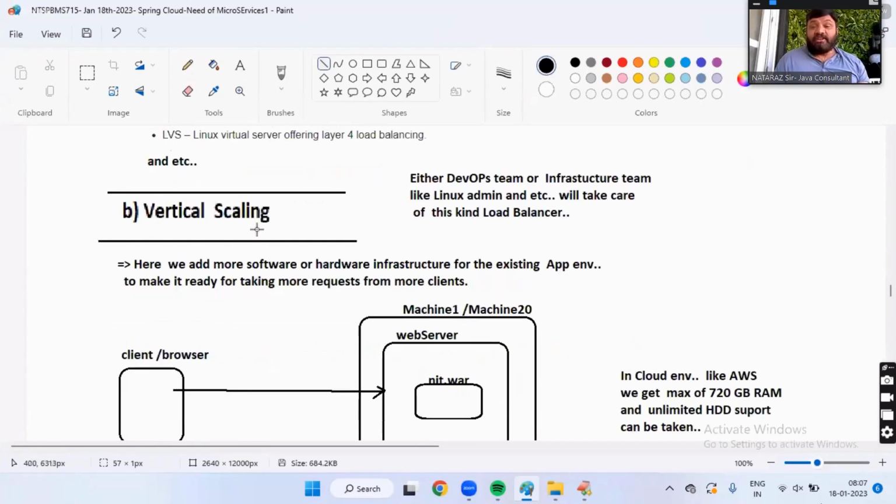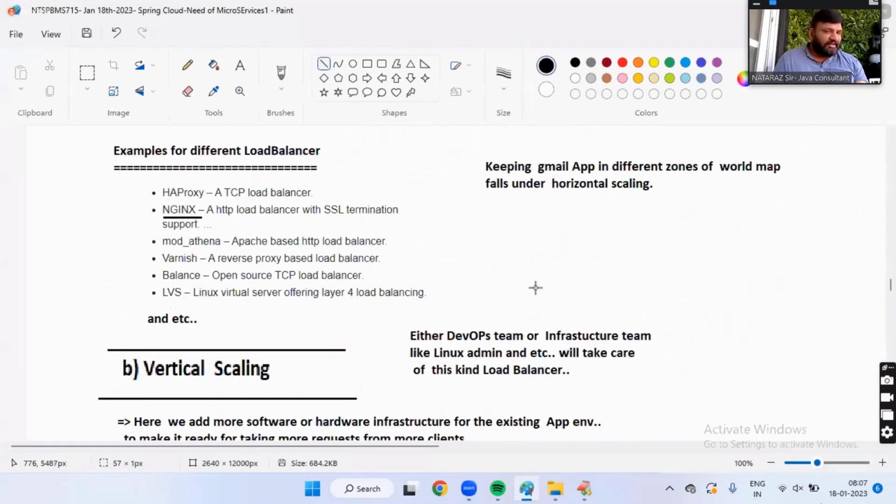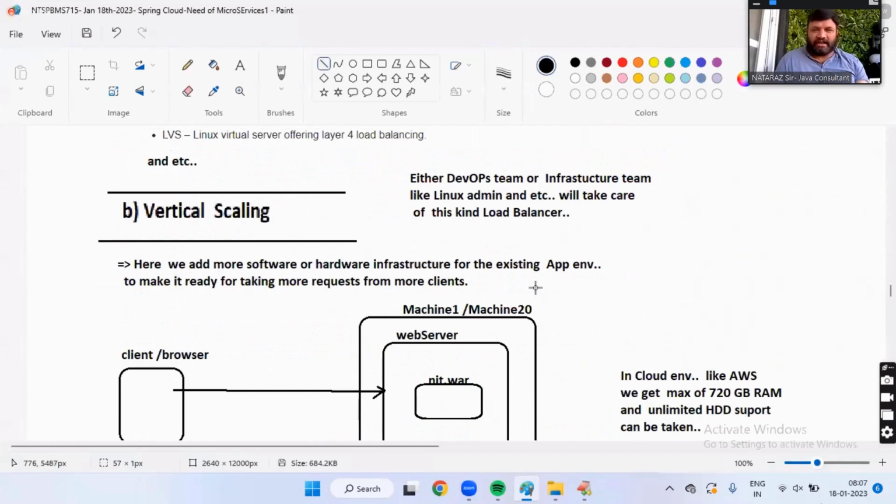Shall we talk about vertical scaling, boss? Vertical scaling, come on. This is part of our horizontal scaling. Why? The number of instances are increased, right? That means that comes under horizontal scaling.